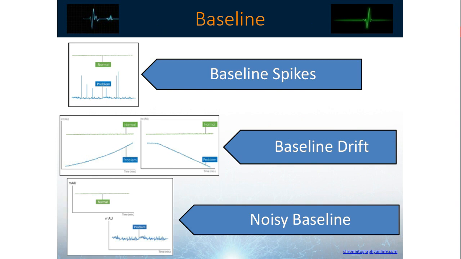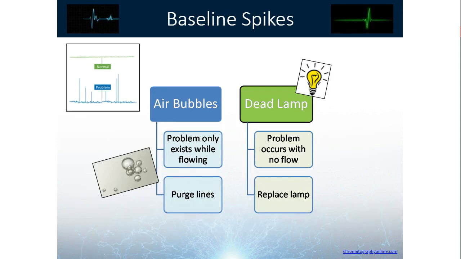Now I want to move into some different baseline trends. There's a ton of them out there. I just wanted to cover the three that, in my experience, I see quite often. We'll start with the baseline spikes. From my experience, the majority of the time, this means that there are air bubbles in the system. You can simply purge your system to try to get rid of any air. If that doesn't do it, I like to flush the system with IPA.